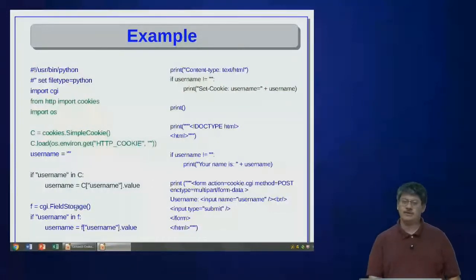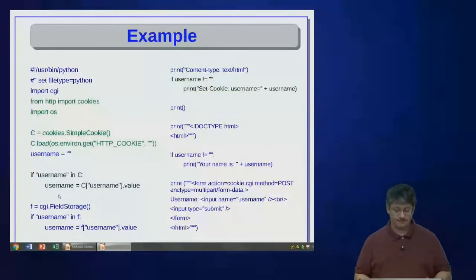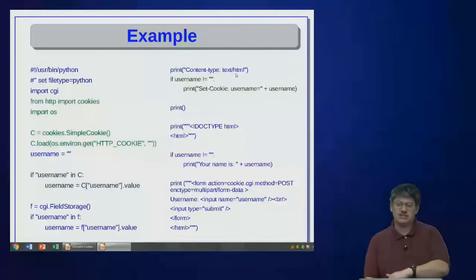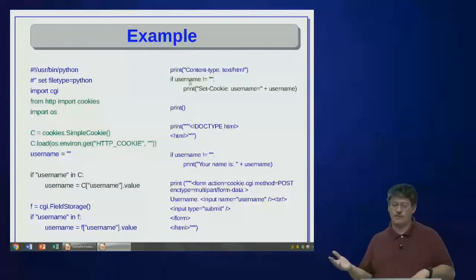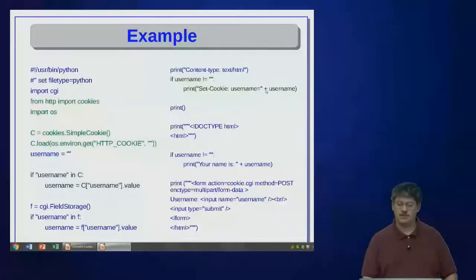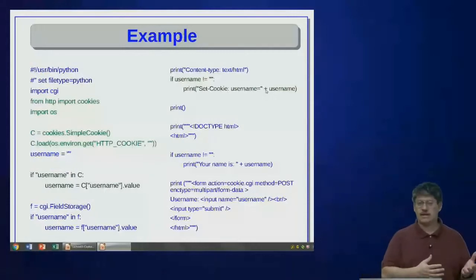And then we do what we did before. If they type something into the form, we're going to use that username instead. So if they type in a new username, that's going to override the one we got from the cookie jar. And then when we print content type text/html, if the username is set, either from the previous cookie or from the form, we're going to print Set-Cookie, and we're going to give the name, username, an equal sign, and the value will be what's in the username variable. So it's going to remember that whatever name we typed in is the username.